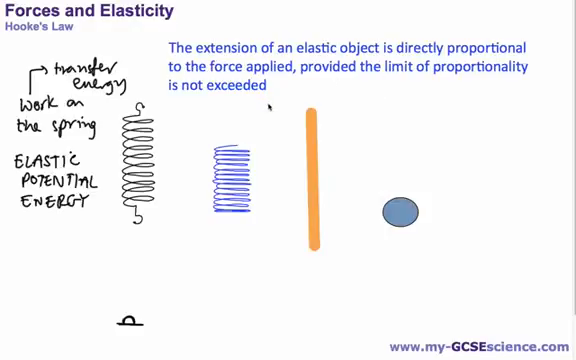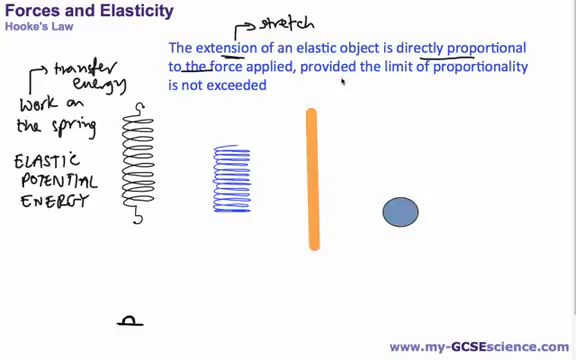Now that sounds like quite a complicated sentence, quite a fancy way of saying some science, but if we break it down, it basically means the extension of an elastic object, so the amount of stretch, is directly proportional to the force applied. Directly proportional means if you double the force, you double the amount of stretch, you double the extension. If you multiply the force by 4, you will have a 4 times extension on your spring.